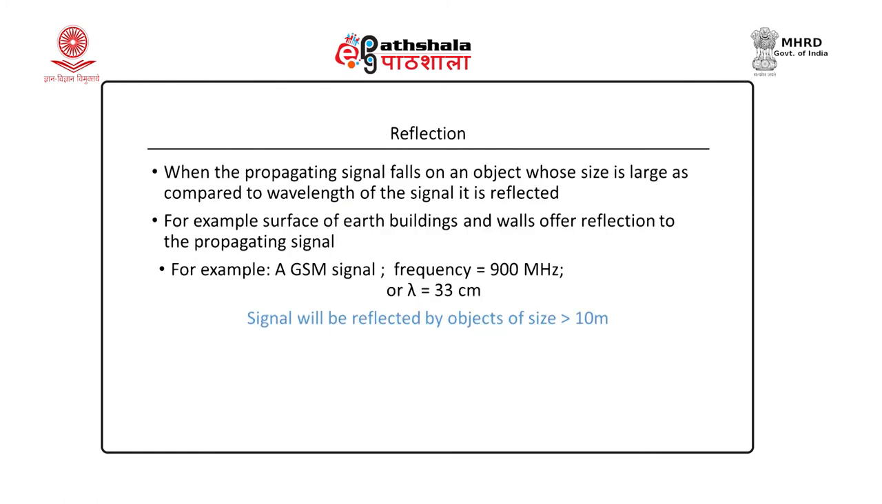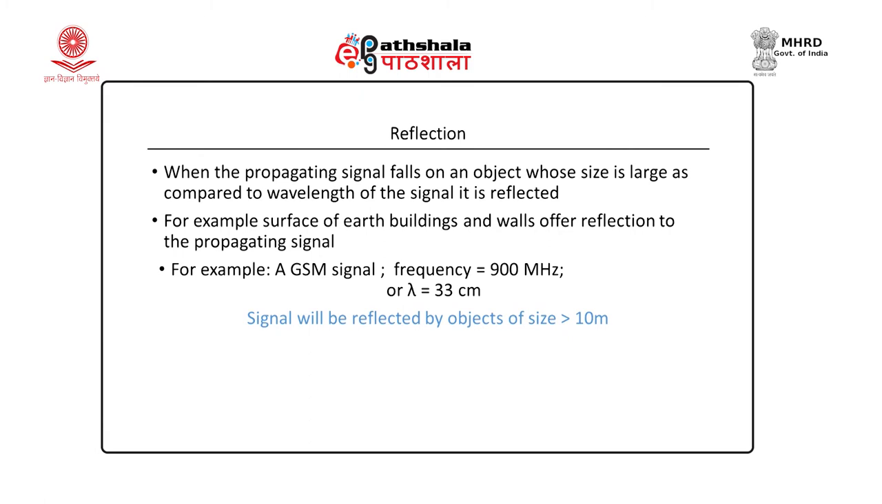What is reflection? You might have also studied it in your lower classes. When the propagating signal falls on an object whose size is large compared to the wavelength of the signal, it gets reflected. So, big buildings, big vehicles, water, everything will offer reflection to the propagating signal. Radio waves have low frequency but a very large wavelength. Hence, the objects which reflect radio waves would be the bigger objects.